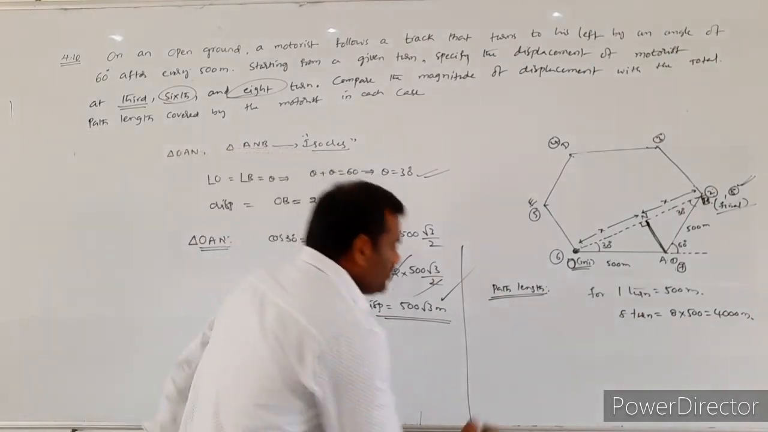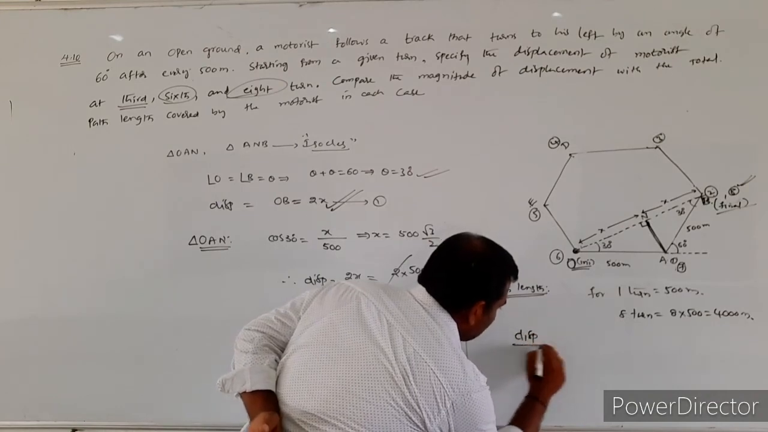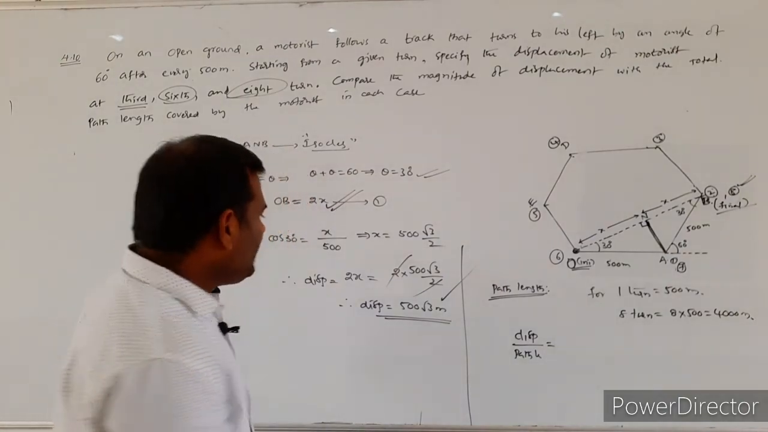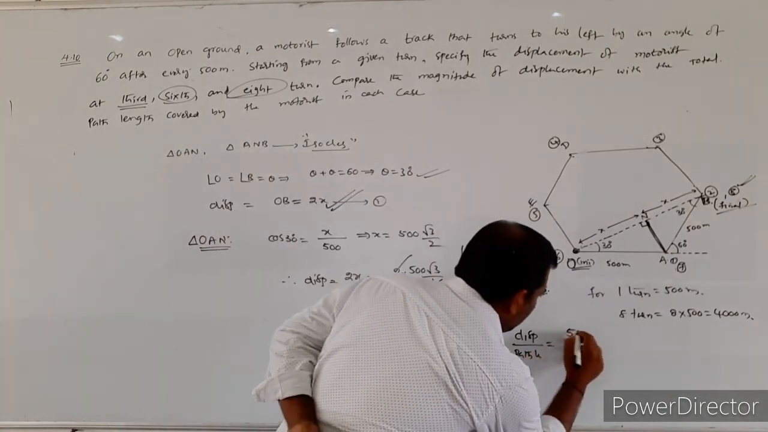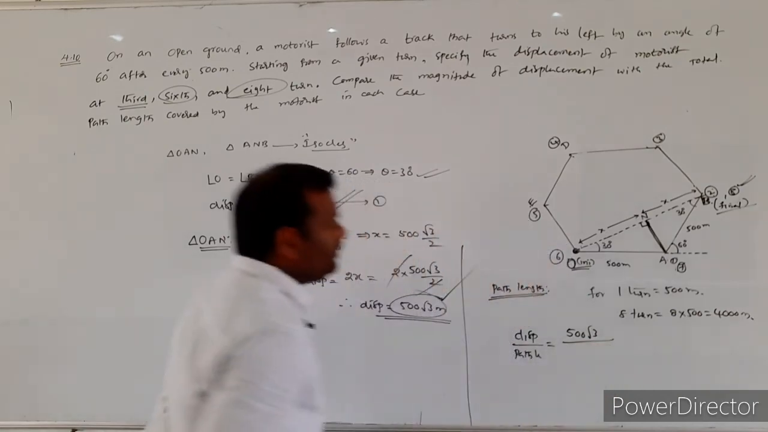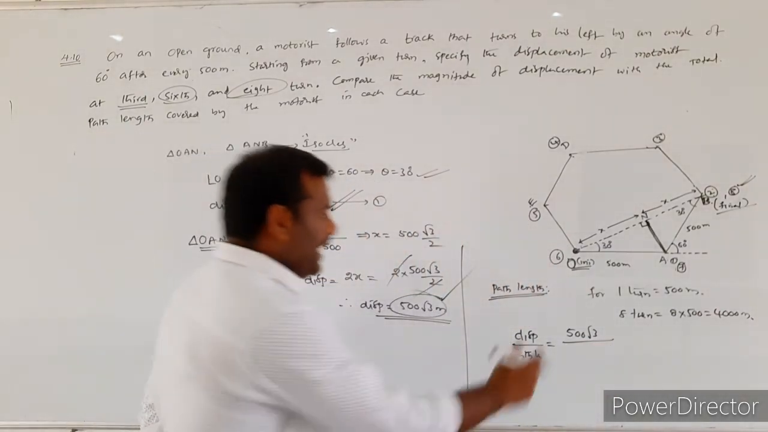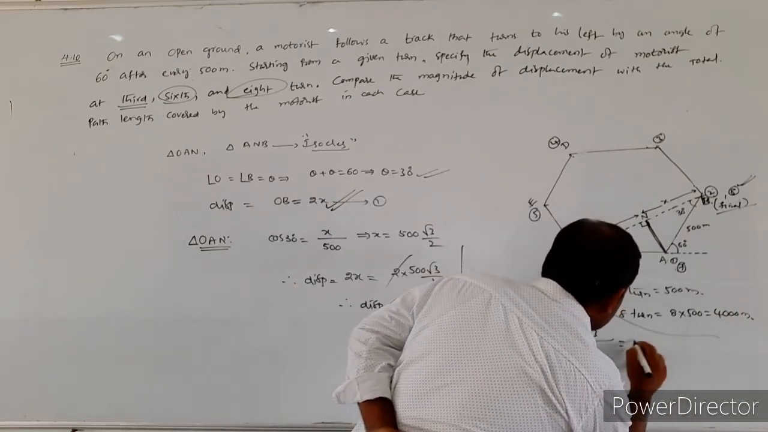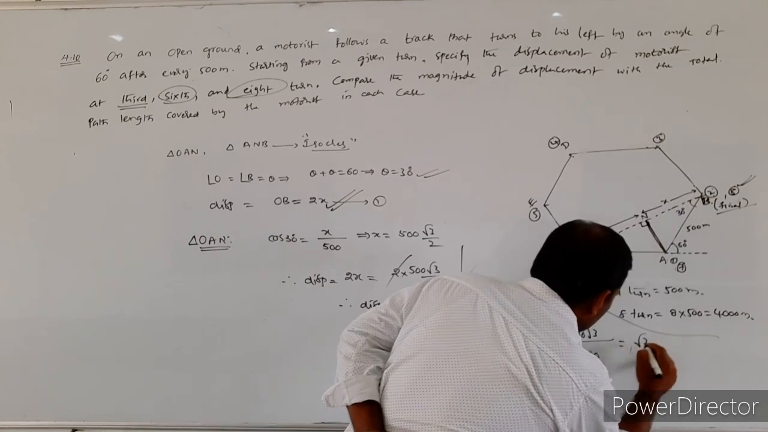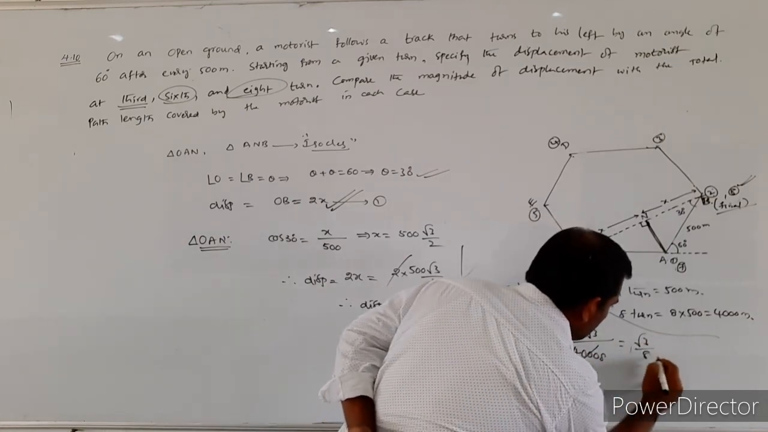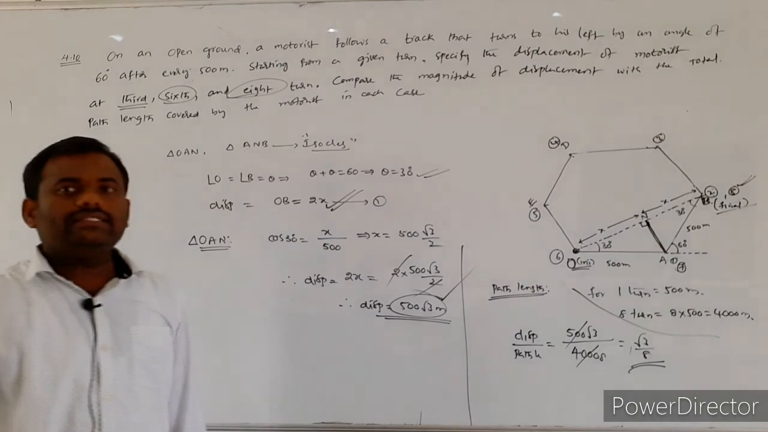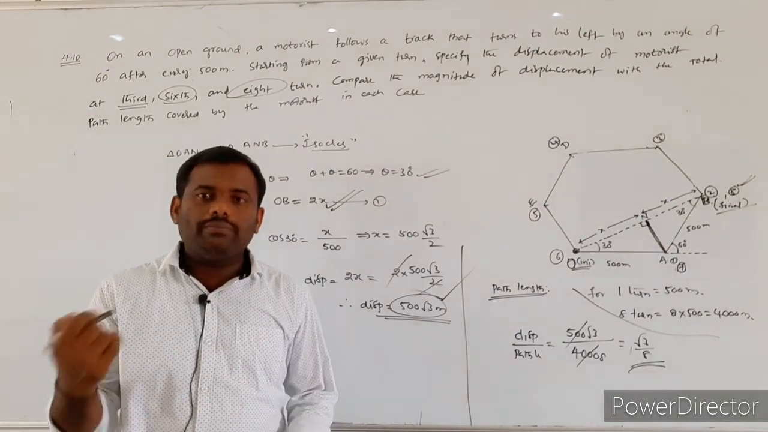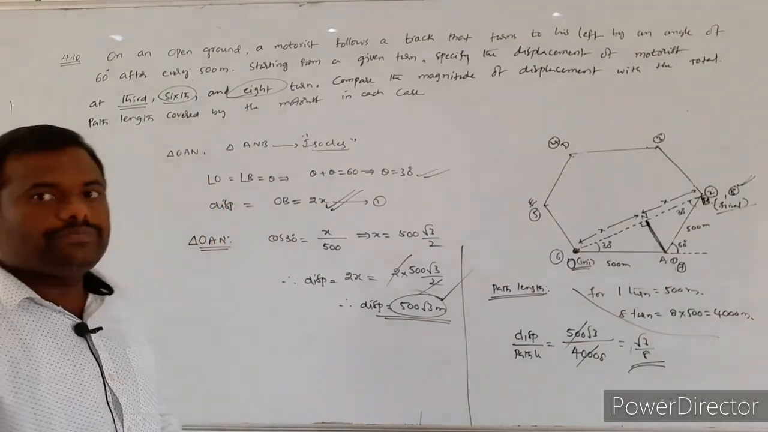Now we have to take the ratio of displacement upon path length. The displacement value is 500 root 3 and the path length is 4,000. So this value is equal to root 3 by 8 times. So root 3 by 8 is the required answer for case 3. So this is about problem number 4.10. Thank you.